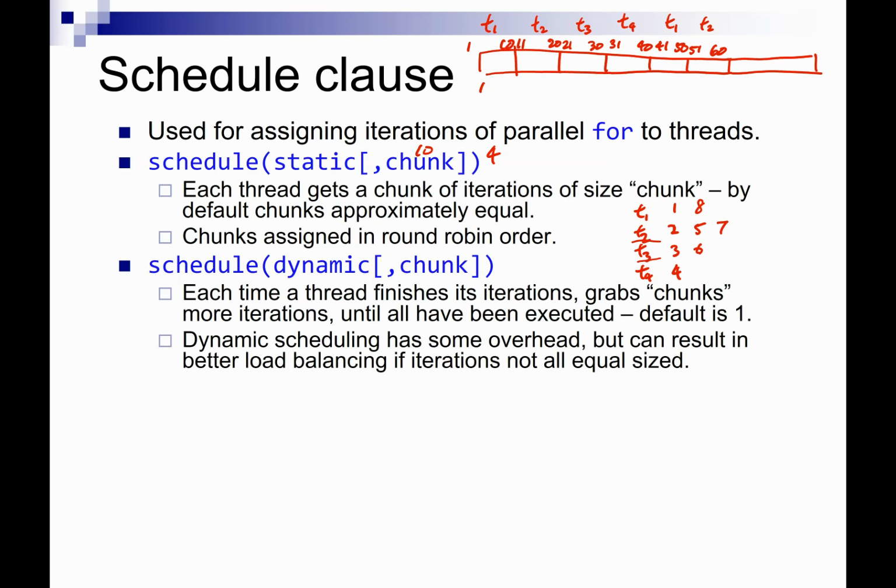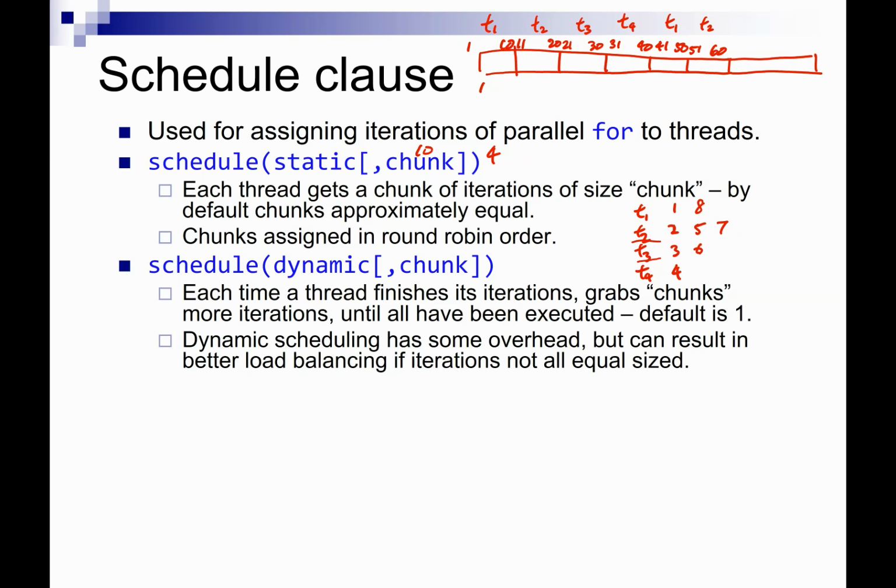So there's some overhead to doing this, because you have to now keep track of which threads are finished with their iterations, and then you have to assign them new iterations. But the benefit of doing this dynamic schedule is that, suppose the iterations have different sizes. Like some of the iterations are very cheap to do, and some of them are more expensive. Towards the end, we'll see an example where you have a for loop, but some of the iterations are a lot more expensive than the others.